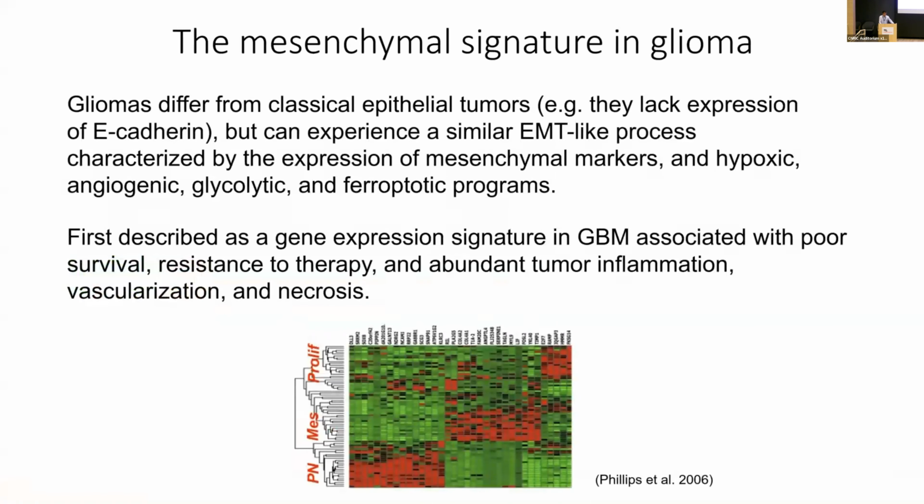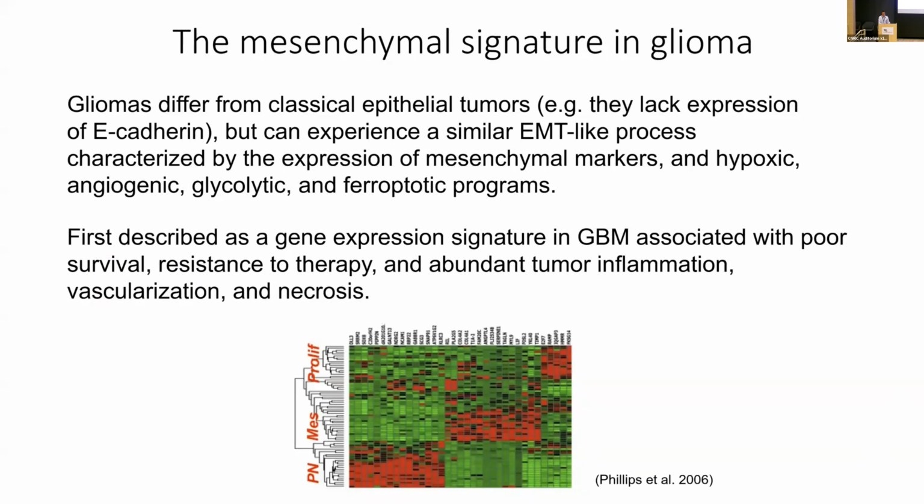As you well know, gliomas are not epithelial cancers. They lack many of the features of epithelial cancers because they are derived from the neuroepithelium. They lack expression of E-cadherin and other markers. However, they can still experience a similar epithelial to mesenchymal-like transformation as epithelial cancers, which is characterized by the expression of mesenchymal markers and hypoxic, angiogenic, glycolytic, and ferroptotic programs.